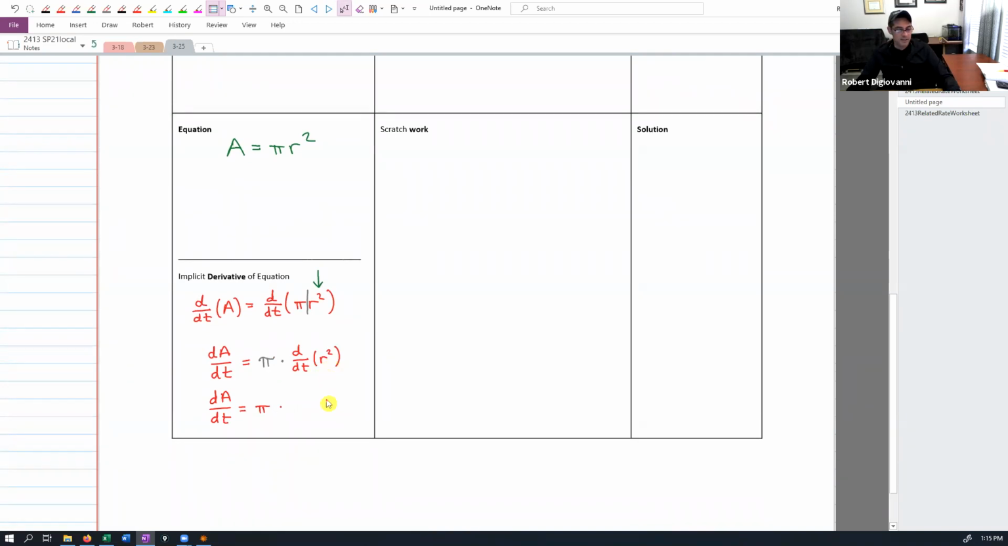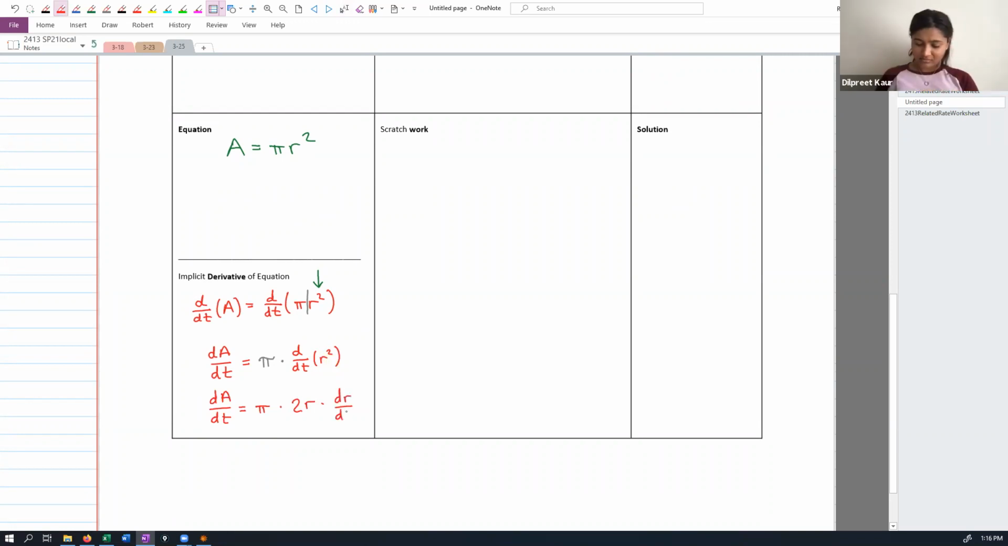Volunteers? dr over dt. Yes. What about the r squared though? It's going to be 2r. Okay, and then after the 2r, it's going to be dr over dt. Good.